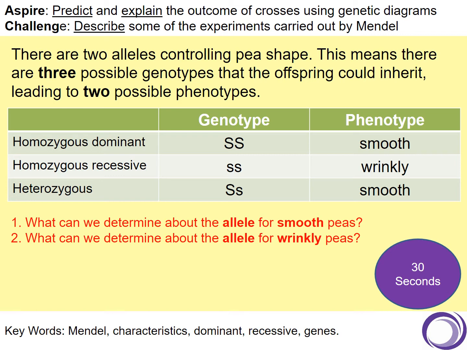So, 30 seconds: what can we determine about the allele for smooth peas? And what can we determine about the allele for wrinkly peas?